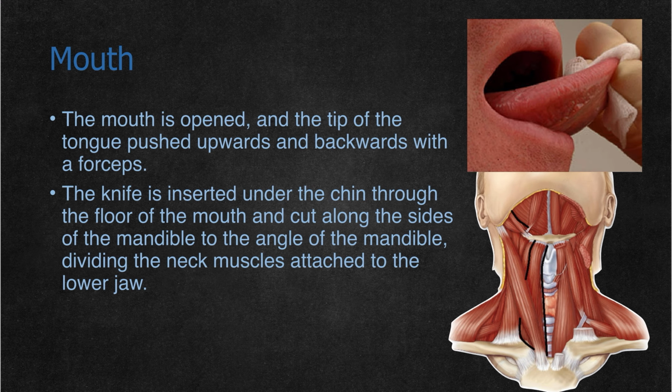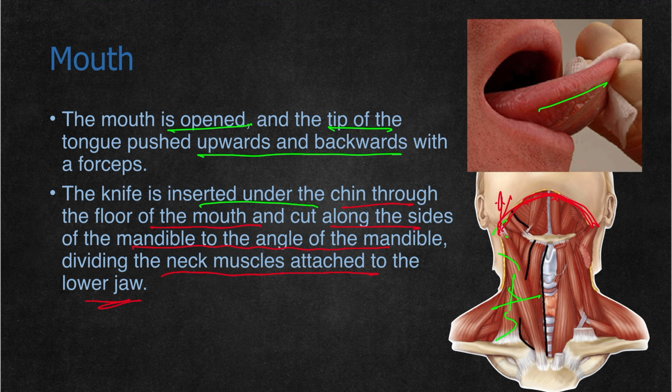spine. Later on, the mouth is opened and the tip of the tongue is pushed upwards and backwards with the forceps. Then a knife is inserted under the chin. Once the muscles are opened up and the trachea is separated, a knife is used to cut along the mandible. The knife is pushed inside the mandible through the chin to the floor of the mouth and cut along the sides of the mandible to the angle of the mandible, dividing the neck muscles attached to the lower jaw. So the knife is passed inside the mandible and cut along the base of the tongue. All the muscles around the base of the tongue are dissected out so that the tongue gets separated.